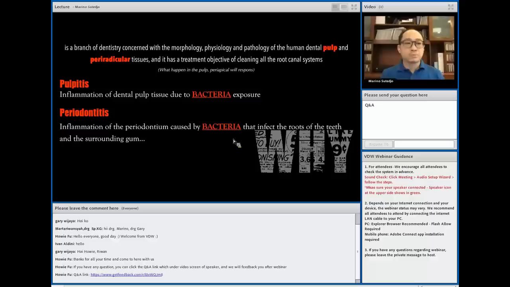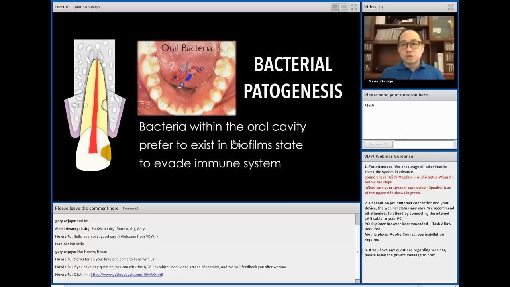We know that pulpitis is the inflammation of the dental pulp tissue because of bacterial exposure in the pulp area. And if we're dealing with periodontitis, it means there is inflammation of the periodontium caused by bacteria. So both conditions, either pulpitis or periodontitis, are caused by bacteria. So why do we need endodontic treatment? Simple, because we need to remove bacteria, because bacteria is the only cause of our endodontic failure.